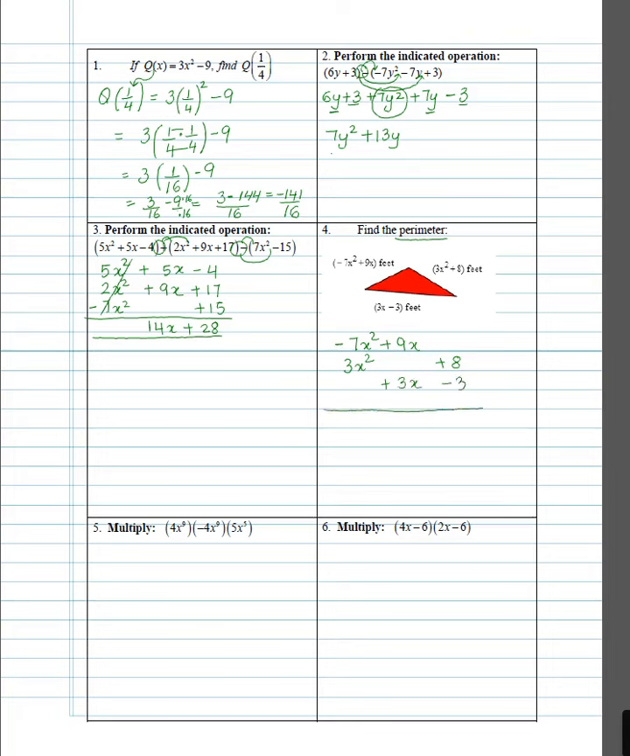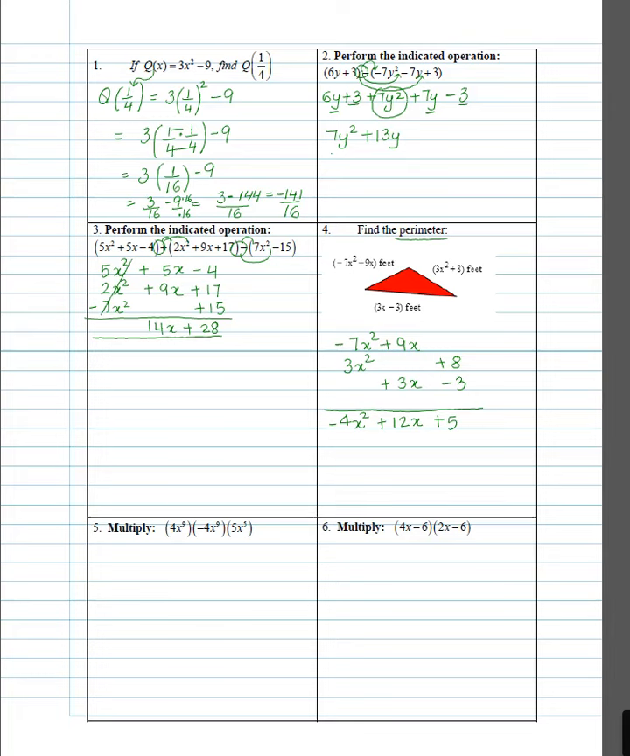And again, you might have noticed that I'm writing the terms underneath the like terms so I don't get confused. So negative 7 and 3 gives me negative 4x squared. 9 and 3 gives me 12x, and 8 minus 3 gives me positive 5. So the best way to do it is to write them one underneath the other so you don't confuse or add them with some other terms.